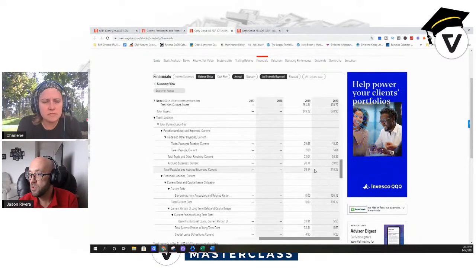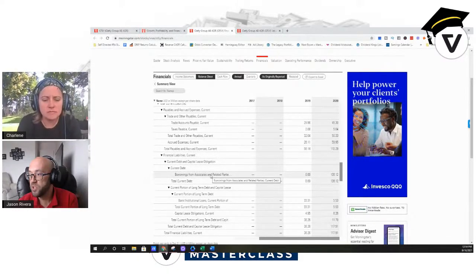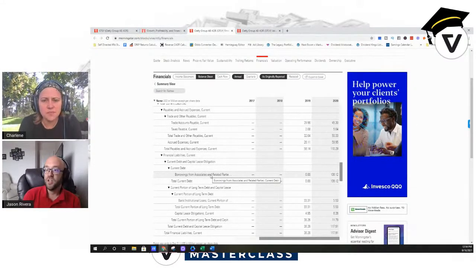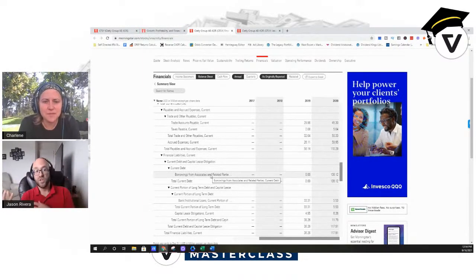Payables. That's where it comes from. Borrowings from associates and related parties, current debt. This gets back to your question earlier, Charlene. So they don't have quote unquote normal debt. What this is, and this is interesting, you don't see this very often for public companies. You see this for private companies. Right. Borrowings from associates and related parties. What that means is insiders at the company. They've taken a loan from the insiders at the company to continue funding operations.